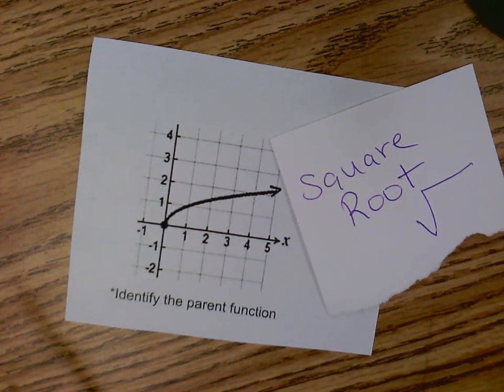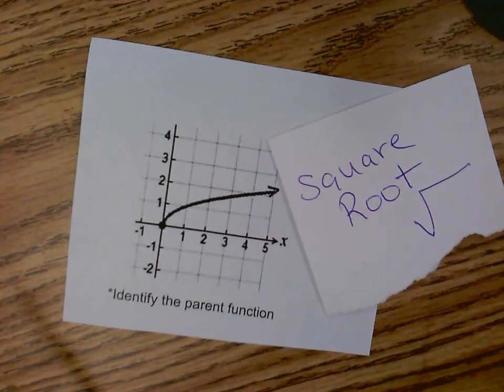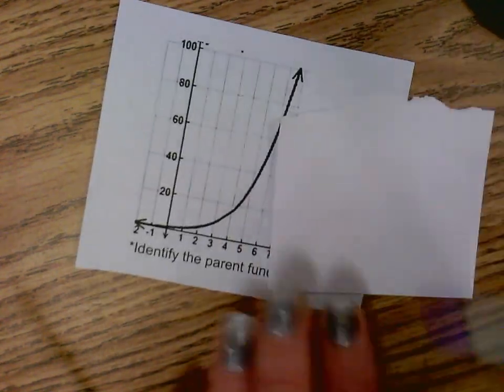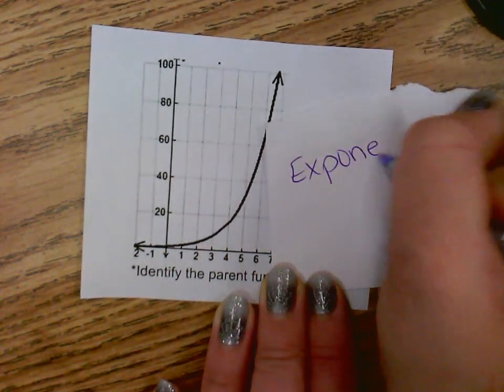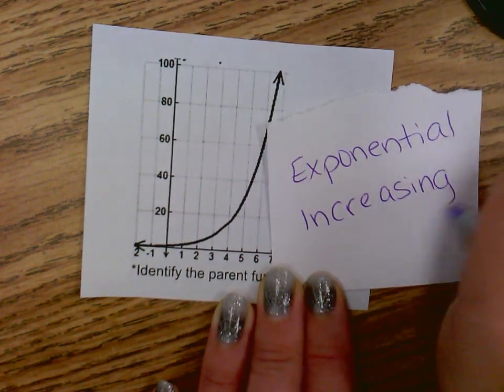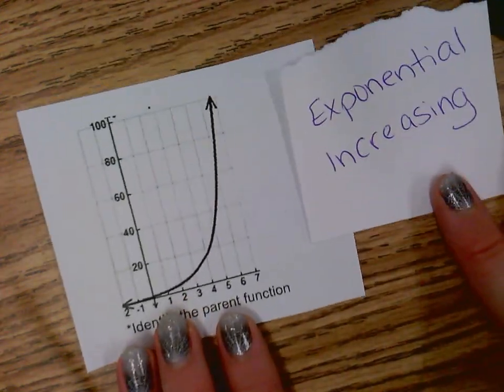And then the last two of this type of note card are the exponential increasing and exponential decreasing. So you can find those two. That would be the next one. Is this exponential increasing or decreasing? Yep, because when you read it from left to right, it's going up. So you read a graph from left to right. So this one is called exponential increasing. The other one is called exponential decreasing, if you want to do that one at the same time.